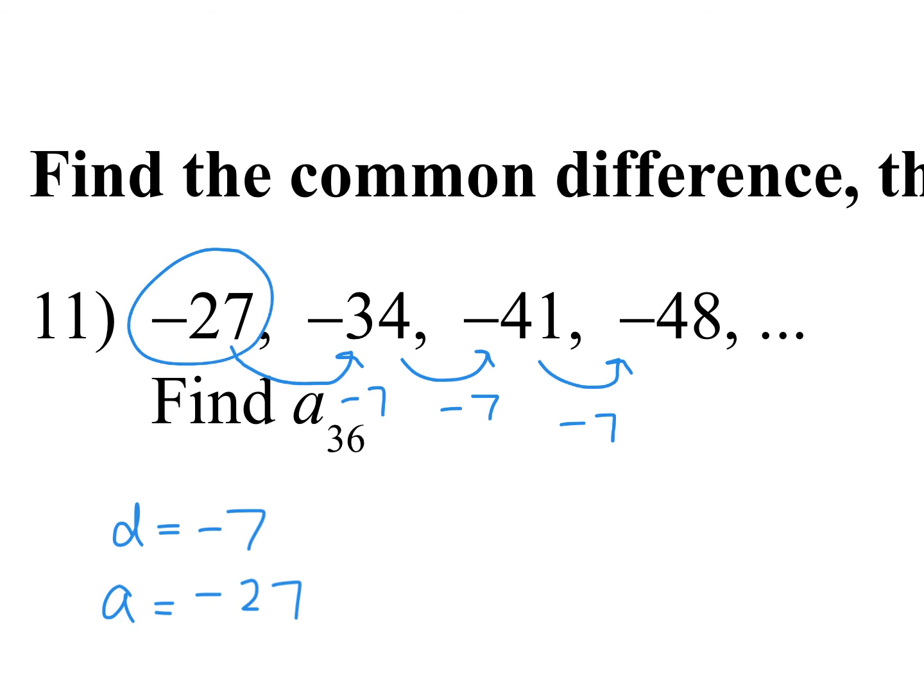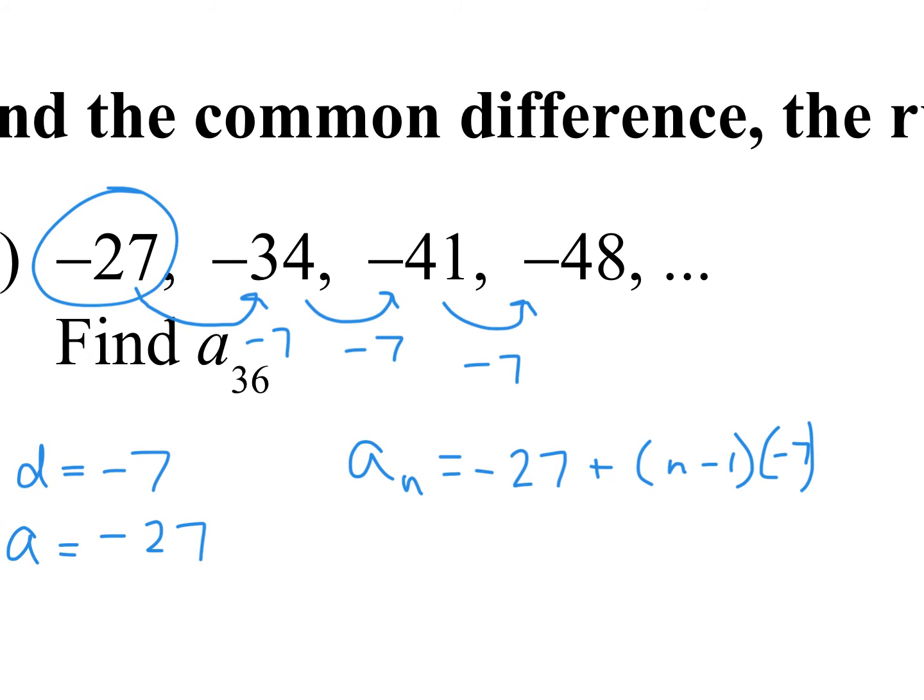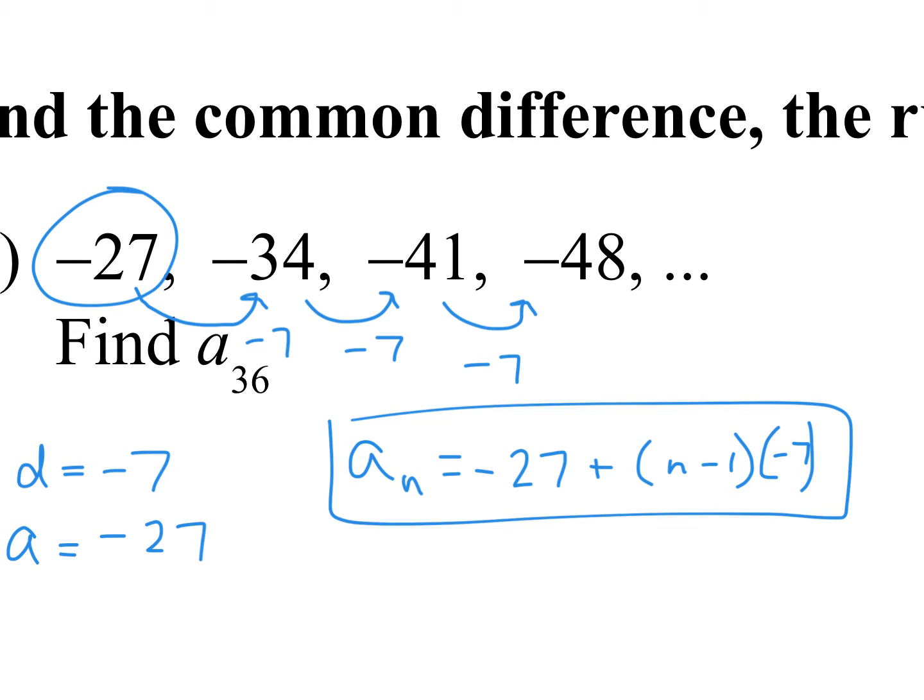What's our first term? Negative 27, just the first one on the list. So our rule, our formula, is a sub n is equal to our first term, so negative 27, plus n minus 1 times the common difference, which is negative 7. That's our rule. Now it wants us to find the 36th term. So what are we plugging in for n? 36. So a sub 36 is equal to negative 27 plus 36 minus 1 times negative 7.